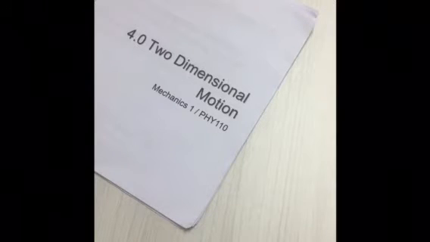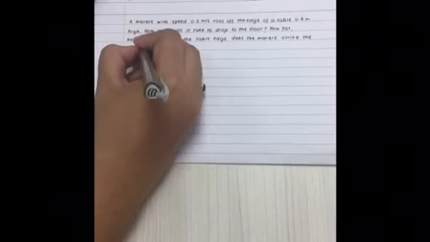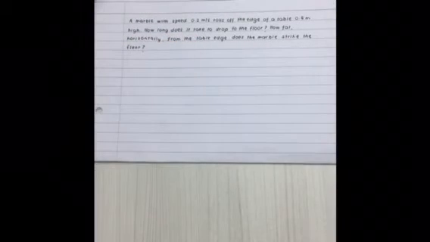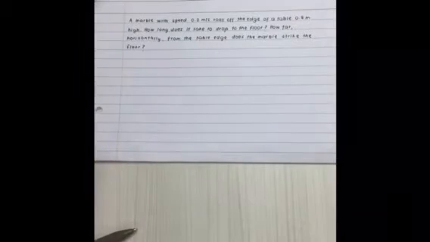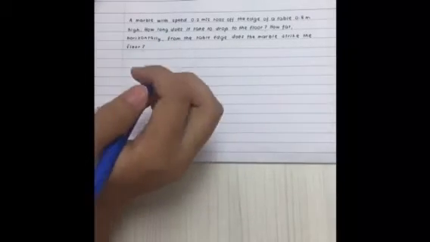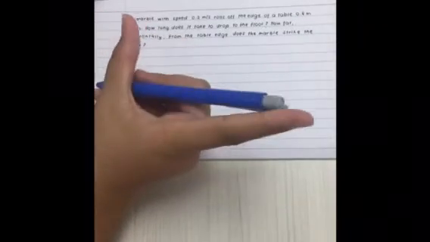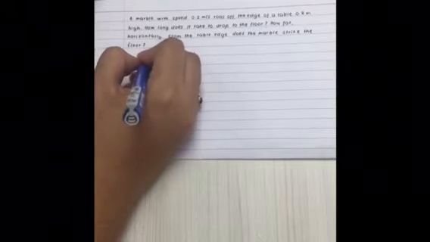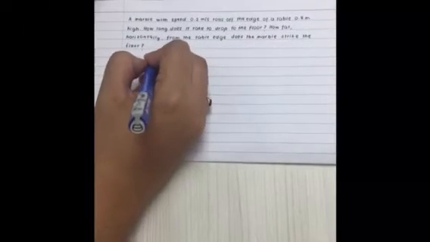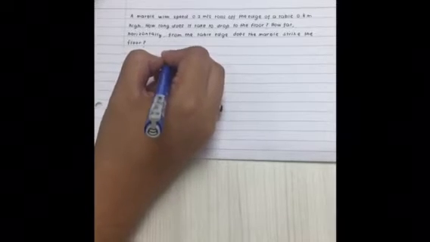So let's see what is two-dimensional motion. Let's answer some questions. For this equation, we use the formula S equal to ut minus 1/2 gt squared.